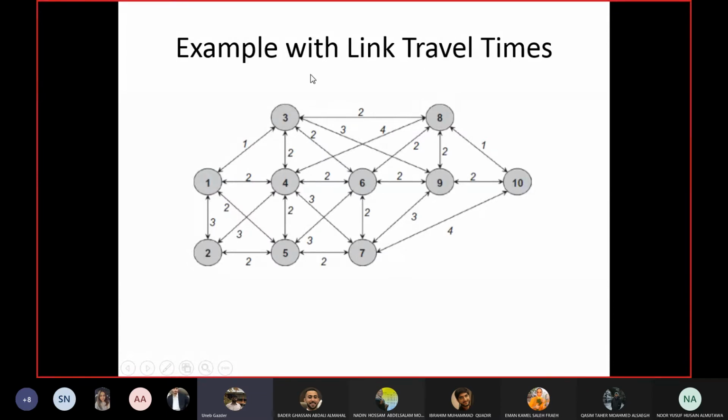Okay, now let us consider this example where with each link, you can see the travel times as well. So these are travel times in minutes. So 1 to 3, I will take 1 minute, 1 to 4, I will take 2 minutes. Okay, and so on. So if I want to go 1 to 6 and I take this route 1 to 4 and 4 to 6, then the travel time will be added. So 1 to 4, 2 minutes, and 4 to 6, 2 minutes. So total travel time 4 minutes.